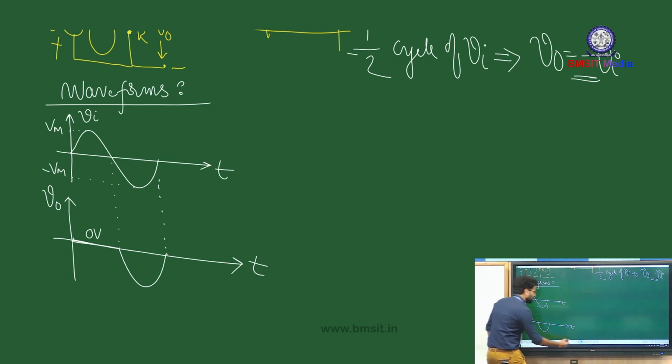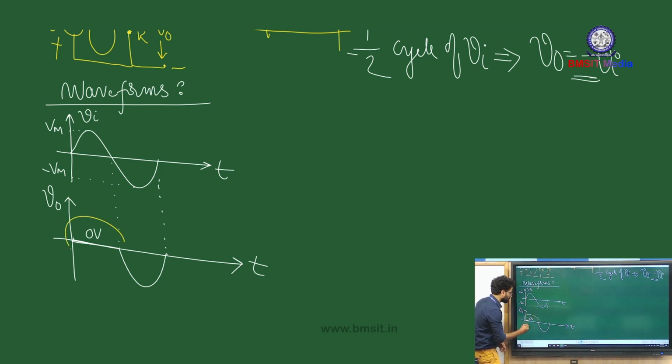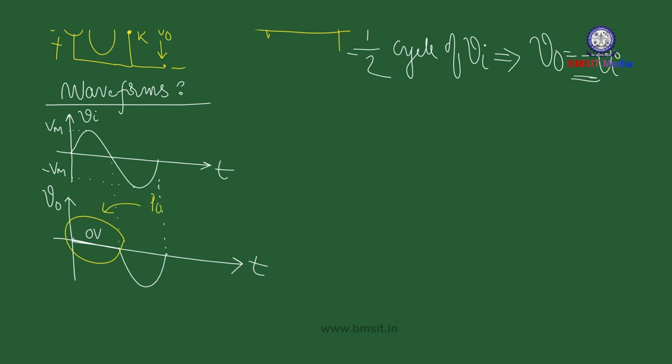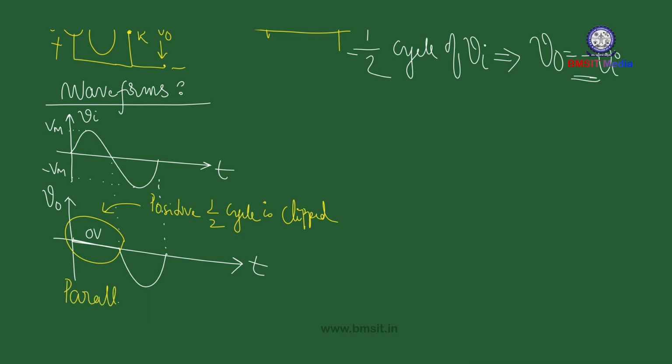As you can clearly observe, in this particular circuit, what is getting clipped? We are clipping the positive half cycle. So the positive half cycle is clipped. And that's why you can call this particular parallel clipping circuit a parallel positive clipper, because it clips or shapes the positive half of the input signal. Now let us plot the transfer characteristics.